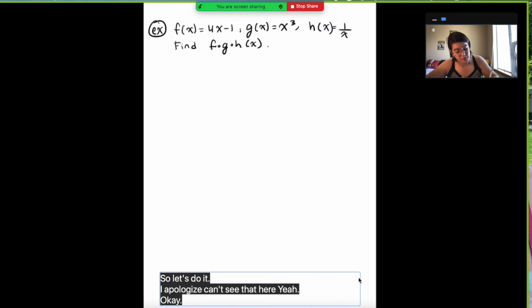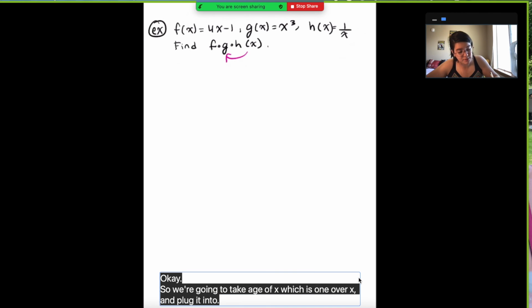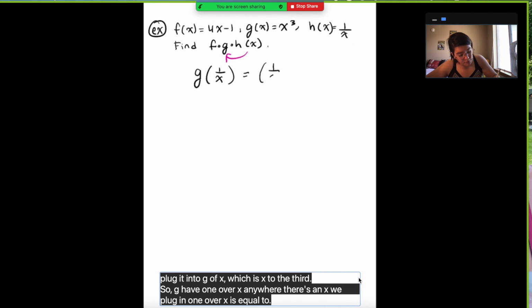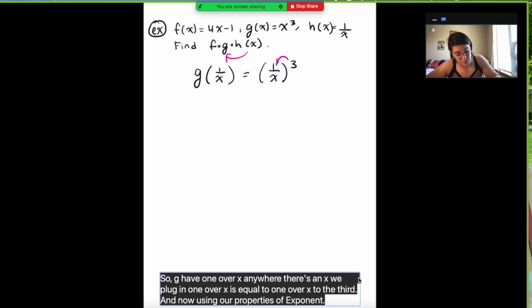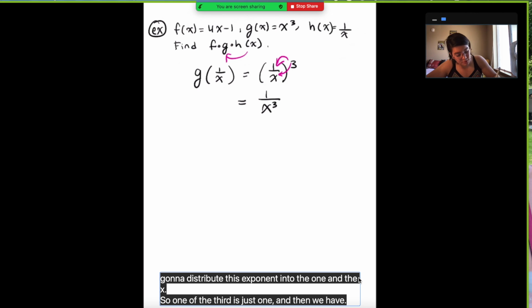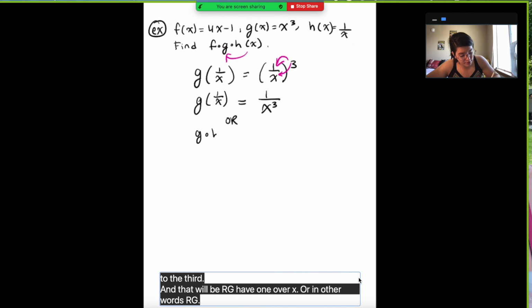Okay, so we're going to take h of x, which is 1 over x, and plug it into g of x, which is x to the 3rd. So g of 1 over x, anywhere there's an x, we plug in 1 over x, is equal to 1 over x to the third. And now using our properties of exponents, we're going to distribute this exponent into the 1 and the x. So 1 to the third is just 1, and then we have x to the third. And that will be our g of 1 over x, or, in other words, our g of h of x.